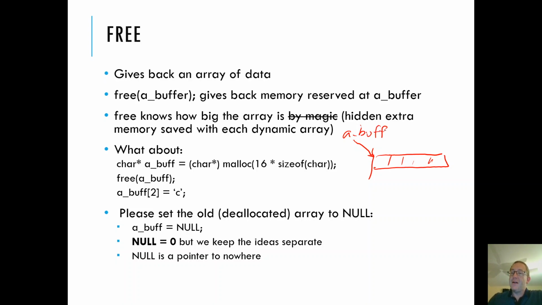The free operation does not change that pointer whatsoever. The free operation simply says I'm going to give this entire array back to the operating system. ABUF is still pointing to this location. When I've done free, it's still pointing here. Nothing has changed. So I make an array, I point there, I give back the array, ABUF is still pointing there. If I then say go to position 2, make it C, now I'm dealing with somebody else's stuff.